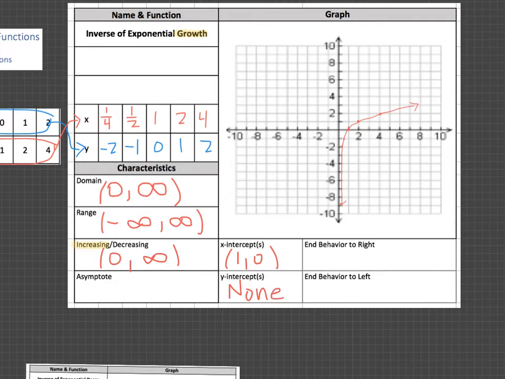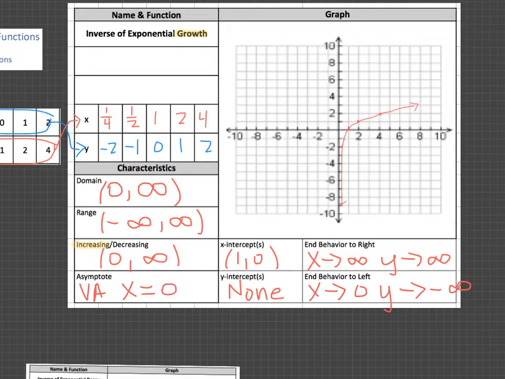Let's look at the end behavior to the right. As x values go to positive infinity, y values are going to infinity. As we go to the left, though, x values approach 0 and don't touch it or cross it, and y values are going to negative infinity. This actually gives us a vertical asymptote. So our asymptote is not a horizontal like we had in exponential, it is vertical. And so it's approaching this vertical line, x equal to 0.